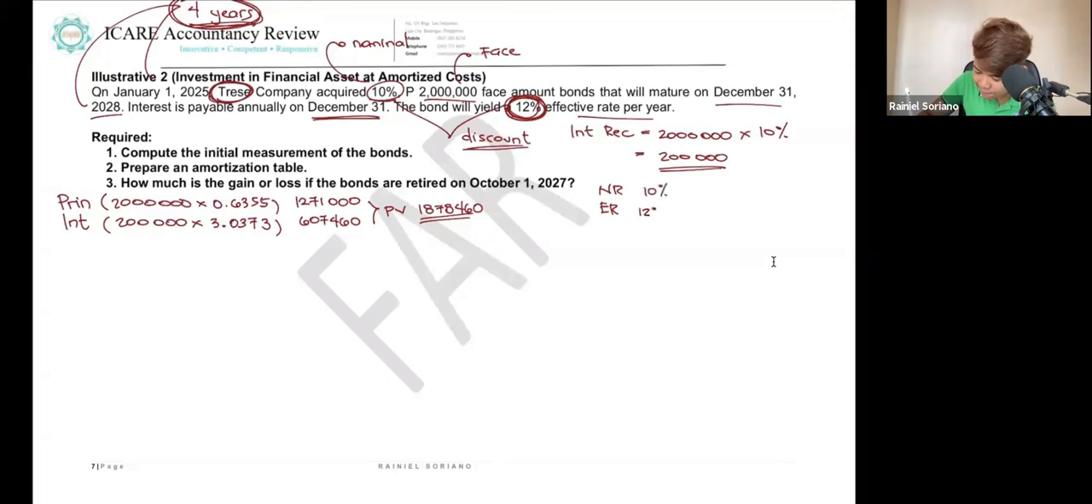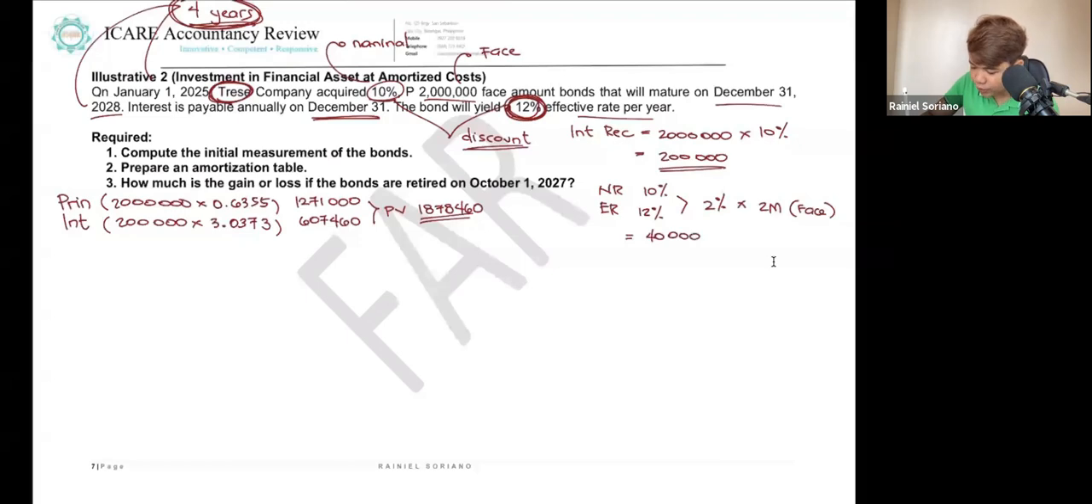Effective rate is 12%. So, the difference is actually equal to 2%. Tama ba? Again, the difference is equal to 2%. Okay? So itong 2% na to, i-multiply mo sa phased amount, which is equal to 2 million pesos. Again, phased amount will be equal to 2 million. Magkano mako-compute mo dito? 2 million times 2%. This is equal to 40,000.